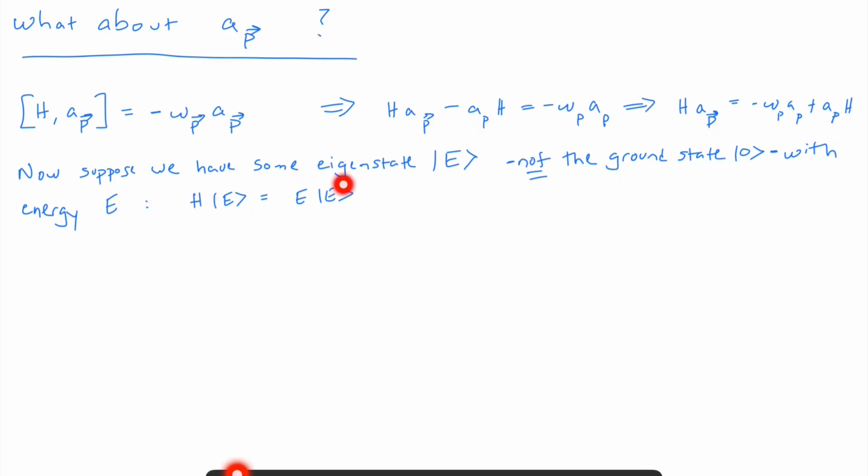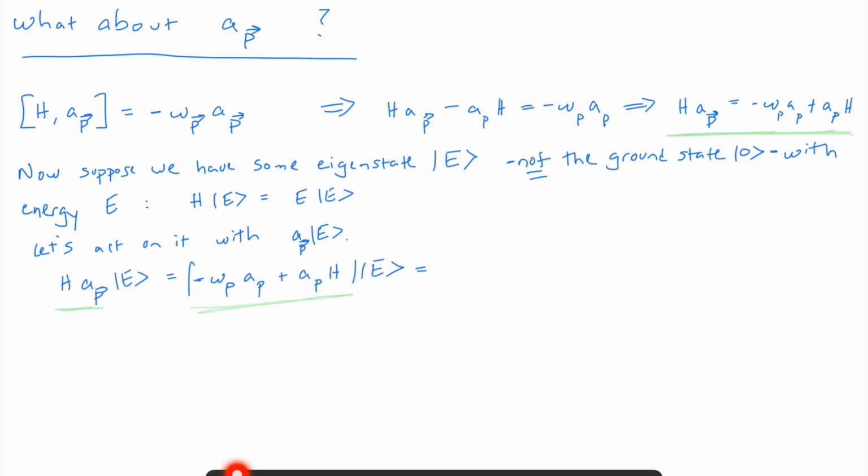I'll show the same thing here. Suppose we have some eigenstate E, let's say it's not the ground state 0, with energy E of the Hamiltonian H. So H acting on E is equal to E multiplied by this energy eigenstate E. Now let's act on this state E with not a dagger sub p, but a sub p. Let's see what happens when I hit the Hamiltonian on this new ket. I'm just going to follow through the argument. This thing here can be re-expressed using the commutator law like that.